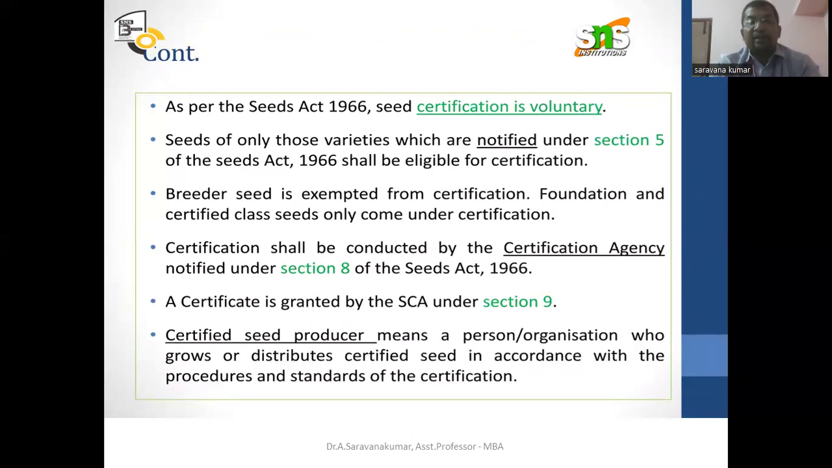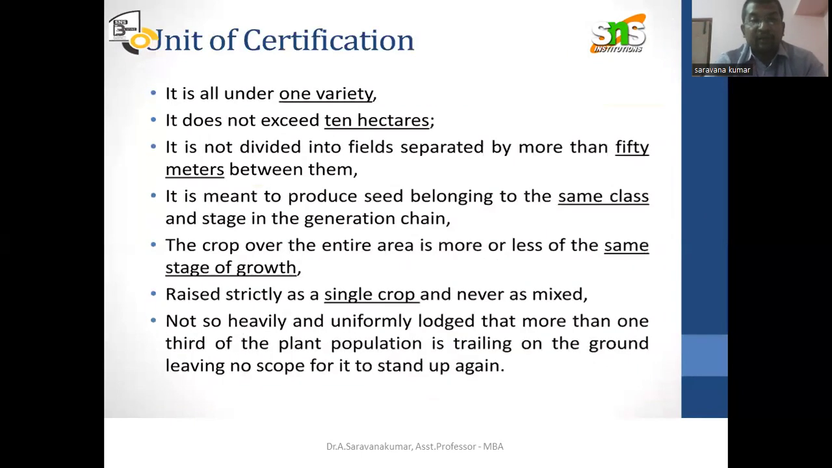Certification shall be conducted by the certification agency notified under Section 8 of the Seeds Act 1966. A certificate is granted by the SCA under Section 9. Certified seed producer means a person or organization who grows or distributes certified seed in accordance with the procedures and standards of the certification. So, unit of certification: it's all under one variety.